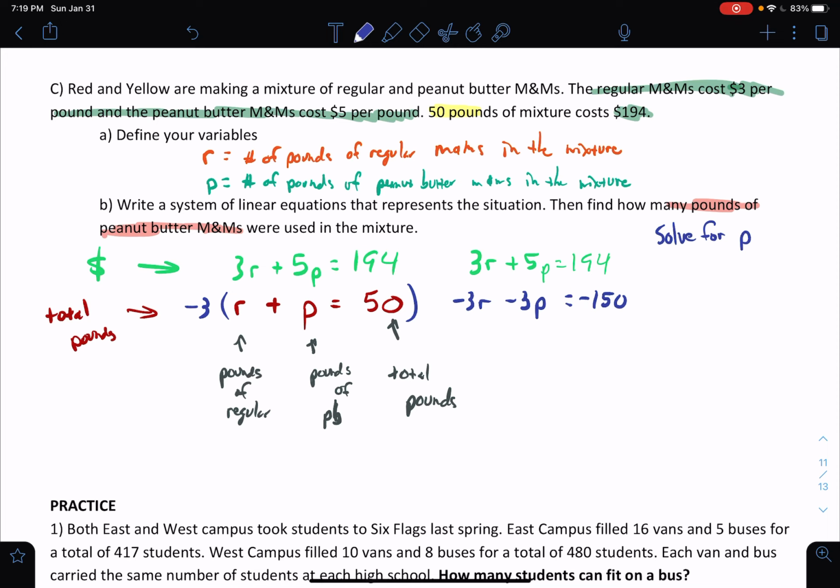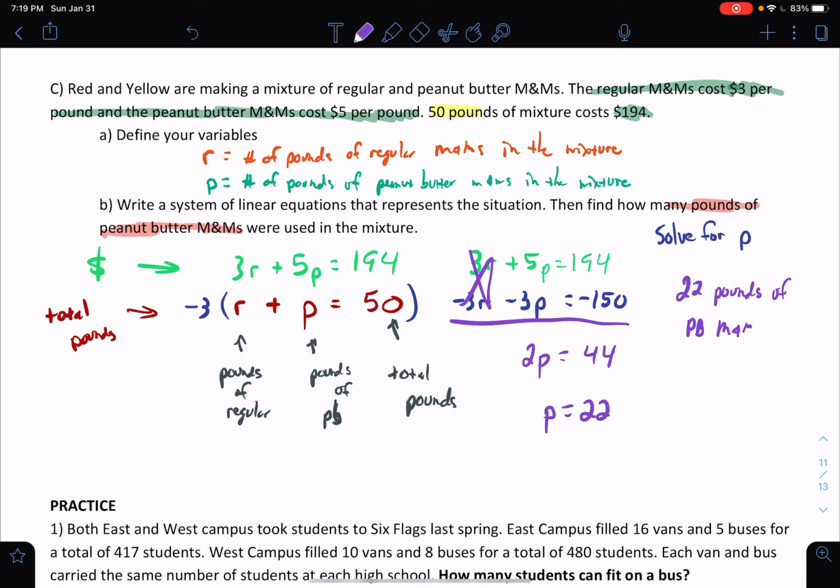The reason I did that is so that I could eliminate the R's and solve for P, because that's what we're looking for. So if I add these together, the R's are gone. 5P minus 3P is 2P. 194 minus 150 is 44. Divide both sides by 2. P equals 22. So how many pounds of peanut butter M&Ms were used? 22 pounds of peanut butter M&Ms were used in the mixture.